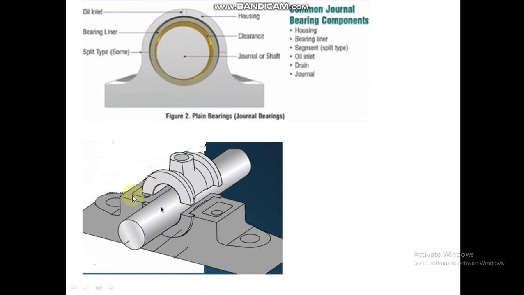As you have seen in the machine drawing, there is a drawing for plumber block. That was also a bearing which is of sliding contact type.